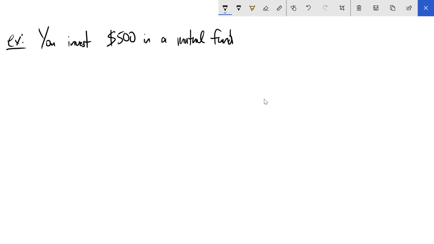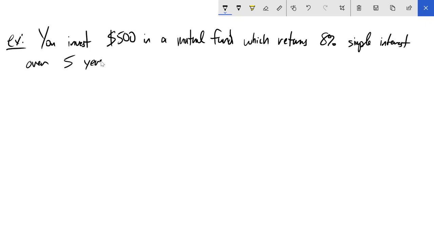So anyways, let's say you invest $500 in a mutual fund, and let's say that it returns 8% simple interest over, say, 5 years or something. So then the question is, what's the value after 5 years? How much money would you have after 5 years?